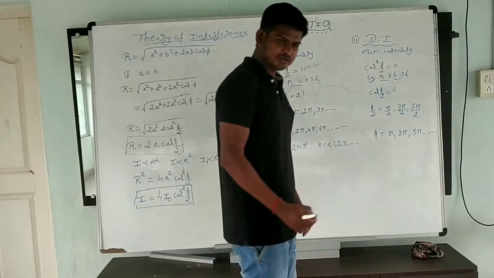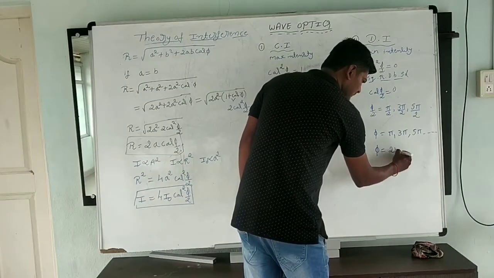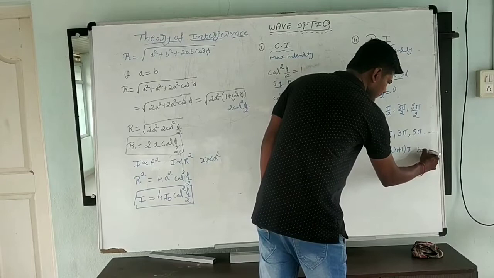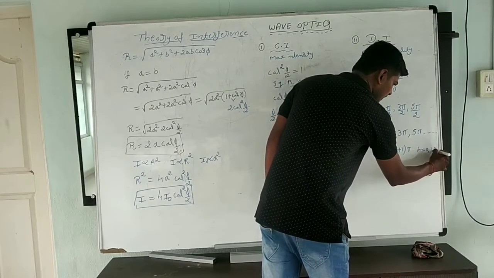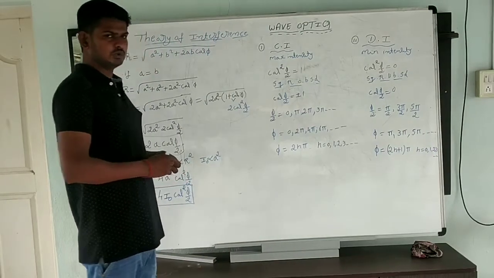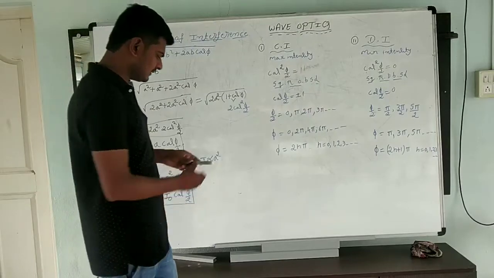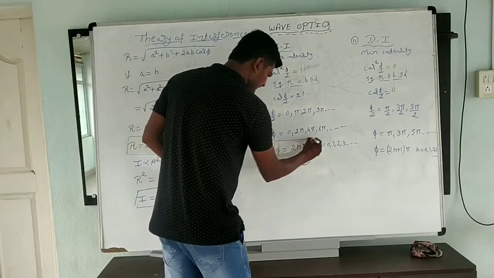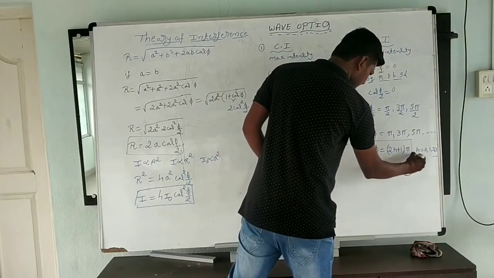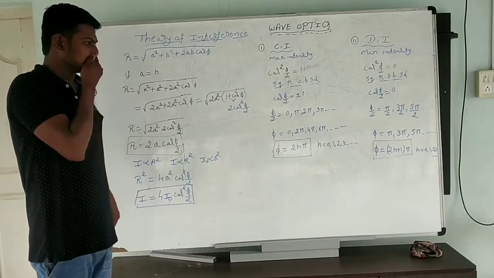When I write this in equation form, the phase difference is equal to 2n plus 1 into pi, where here also n varies from 0, 1, 2, 3, and so on. This is the condition for phase difference in constructive interference. This is the phase difference condition in constructive interference.